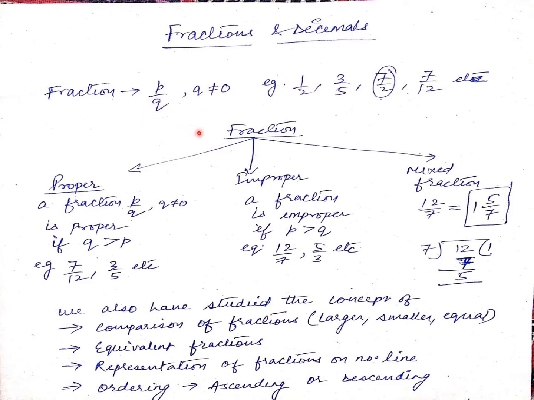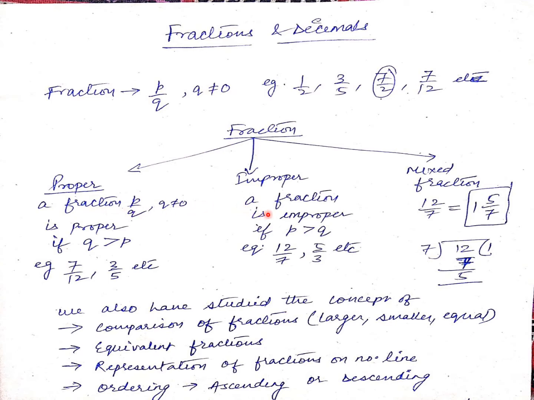Okay, now we have seen some types of fractions, like proper fraction, improper fraction, and mixed fraction. What do we mean by a proper fraction? A fraction p by q is said to be proper if the denominator is more than the numerator, like 7 upon 12. You can see the denominator is larger, hence it is a proper fraction. In this case again you can see 3 upon 5, 5 is larger, which is the denominator, hence it is a proper fraction.